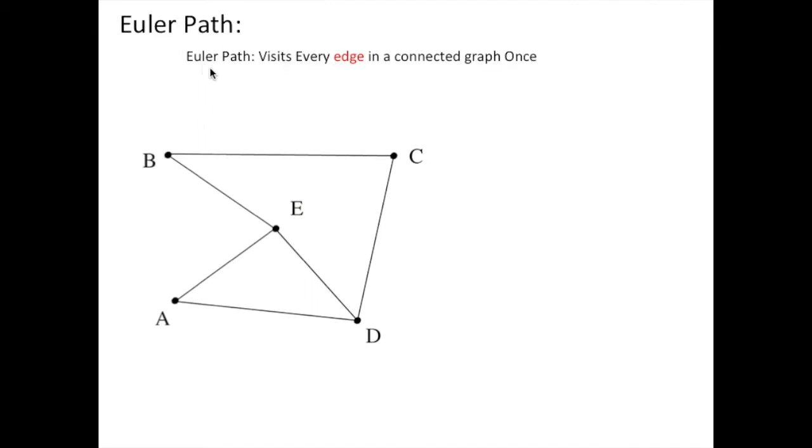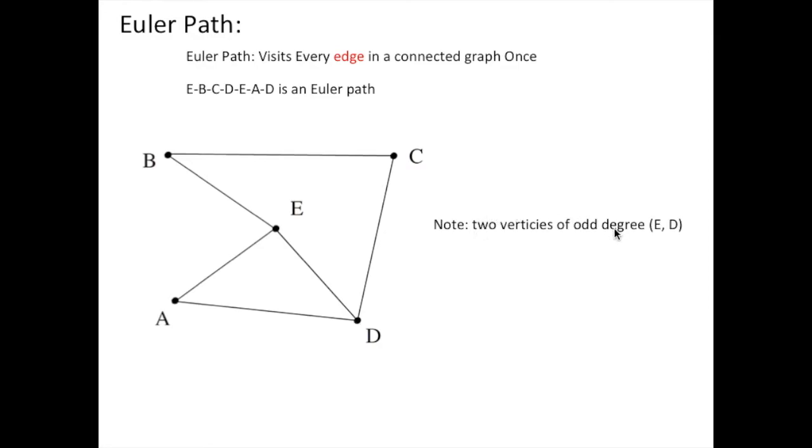Let's have an example. We're going to look at an Euler path on this diagram. Visit every edge in a connected graph once. So let's say we're going to start with E. We start with E, and then we go to B. And then we go to C. And then to D. And then back to E. So we haven't gone over the same edge yet, even though we've come back to E. Then to A, and then to D. We've traced over every single edge. So that's an Euler path.